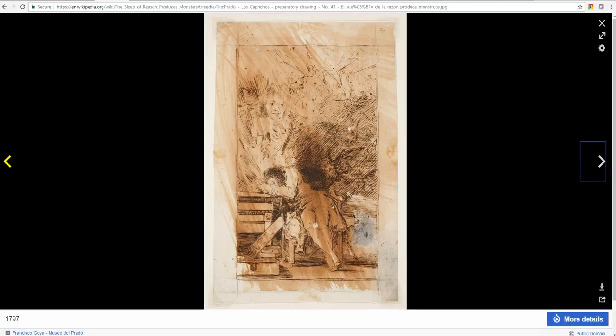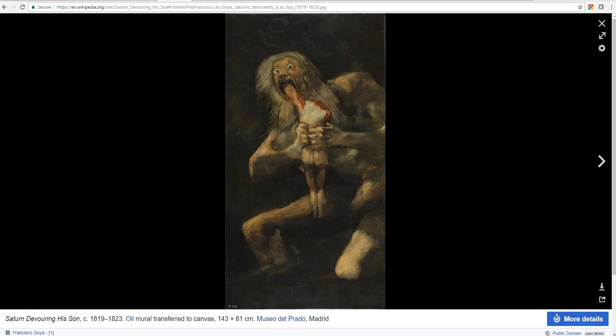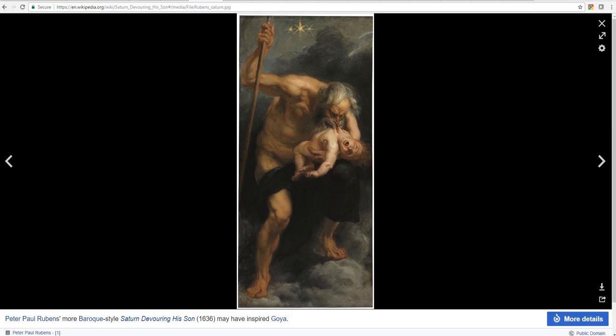We also have, again, The Witch's Sabbath by Goya. And of course, one of the most famous and disturbing pieces by Goya, this is Saturn Devouring His Son. Of course, it's not talking about the planet Saturn, but the ancient god that the planet is named after. And here we have him devouring his son. Now, compare that to the Renaissance painter Rubens.